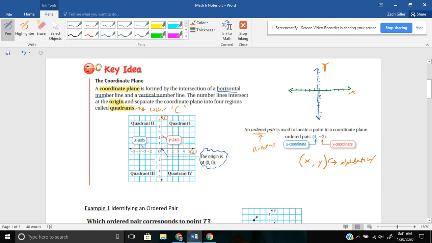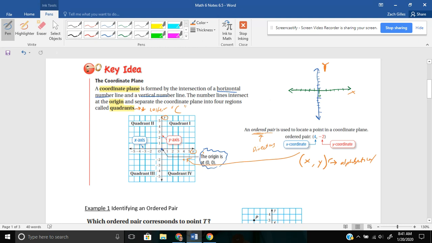So if I were to graph 4, -2, since 4 is positive, I go to where 4 is positive on the x-axis because my x is first. Start at 0, 1, 2, 3, 4, and my y-coordinate is -2, which means I would go down 2. And that is where that point would be. It's going to erase, isn't it? So 4, -2 will be right there.